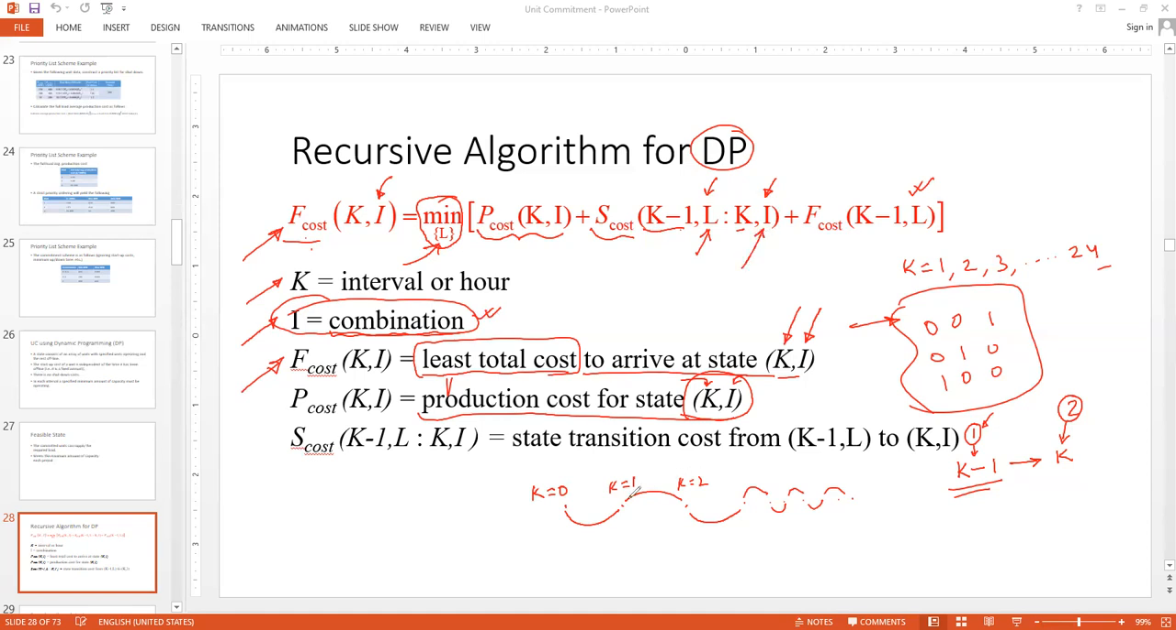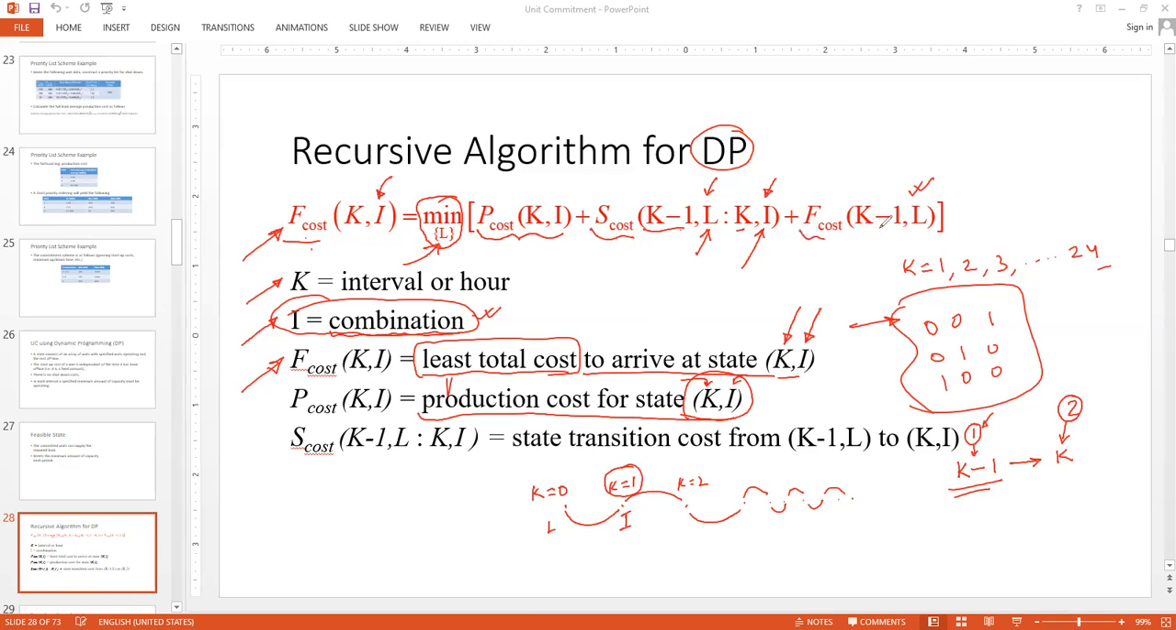where we are now. So if the current state is k equals 1, if we are at interval number 1, the state combination that is chosen is I, and in the previous hour the same thing we call L. We'll see in the calculation, whenever we go into the problem solution, all the terminologies and symbols will become clearer, so just bear with me.